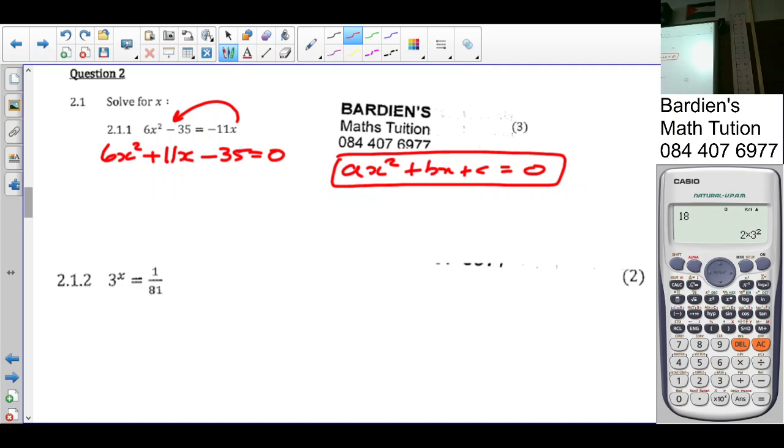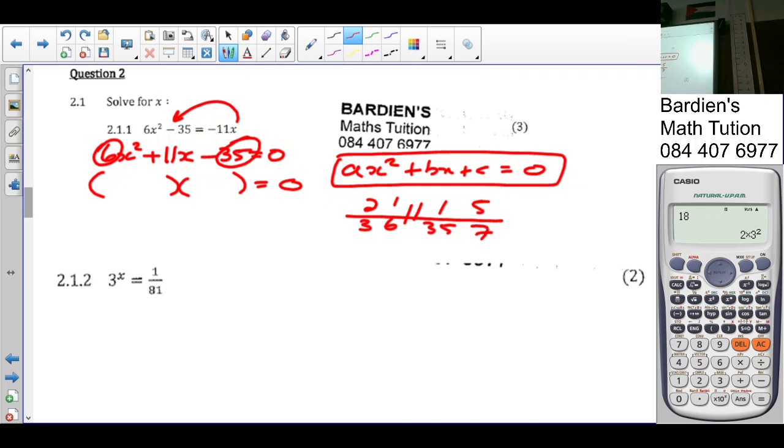So what we get here is a trinomial. So I must draw my product line. It's going to be 1 and 6, 2 and 3. Those are the factors of 6. Factors of 35: 1 and 35, 5 and 7. Do we add or subtract our products? Subtract. Why? Because the 35 is negative. So 1 times 35 is 35, 1 times 6 is 6. It's going to give you 29 if you subtract.